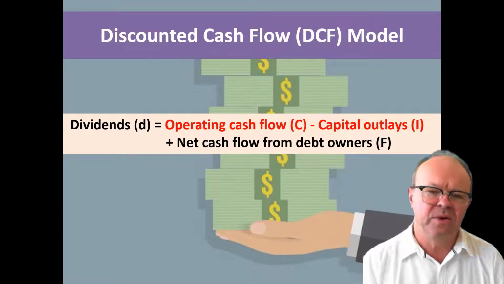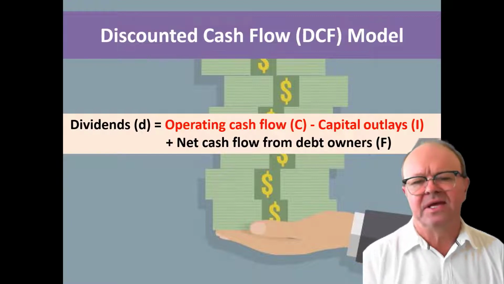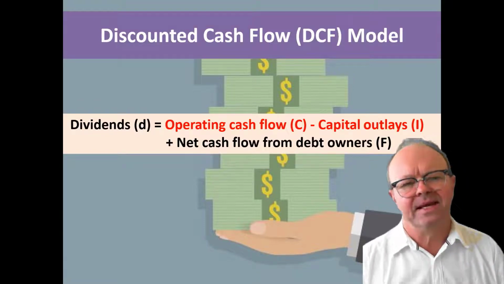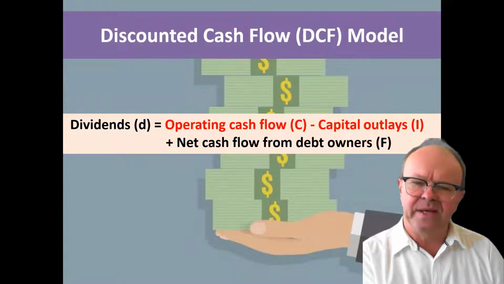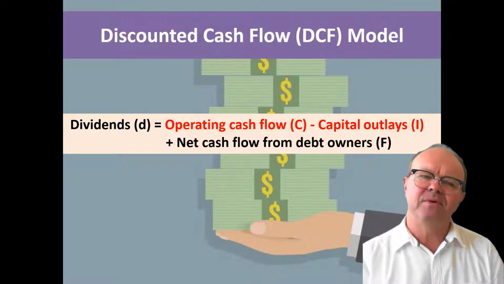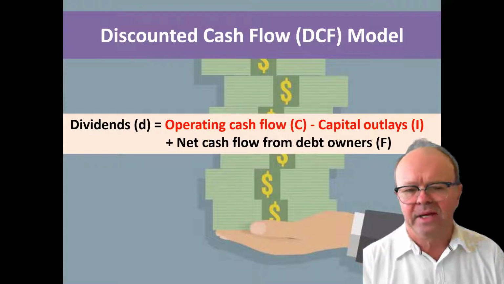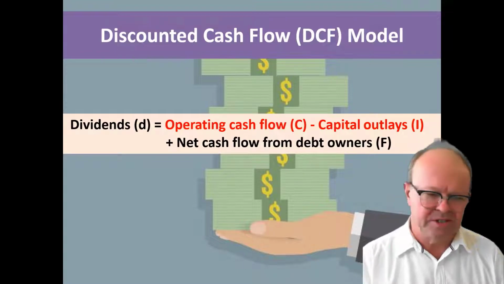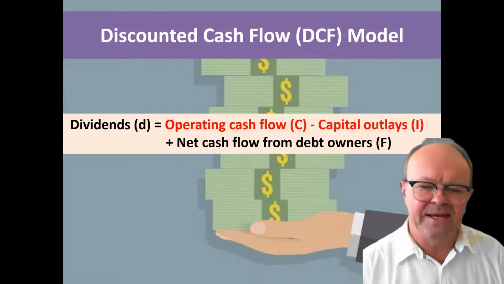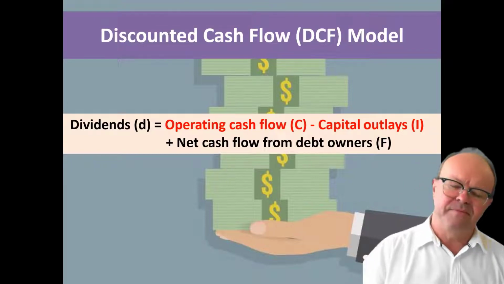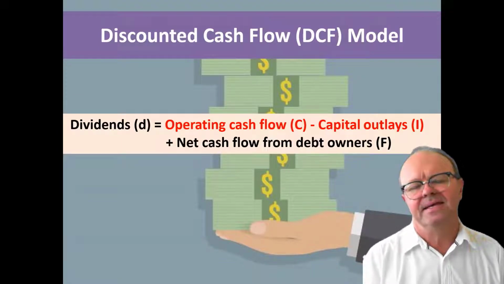But there are relationships between dividends and cash flow. Dividends equals the operating cash flow, C, minus the capital outlays, I, plus the net cash flow from debt owners, F. In other words, the operating cash flow that we're getting out of our operating activities, less the capital we're investing back into our operations, that's our free cash flow. That would equal dividends if we had no debt, because we just pay out our free cash flow. But most of our companies have debt, so we've got the net cash flow from debt owners. That's the net: we're paying interest, we're raising new borrowings, we're paying back some borrowings, and the net of all those cash flows is F.